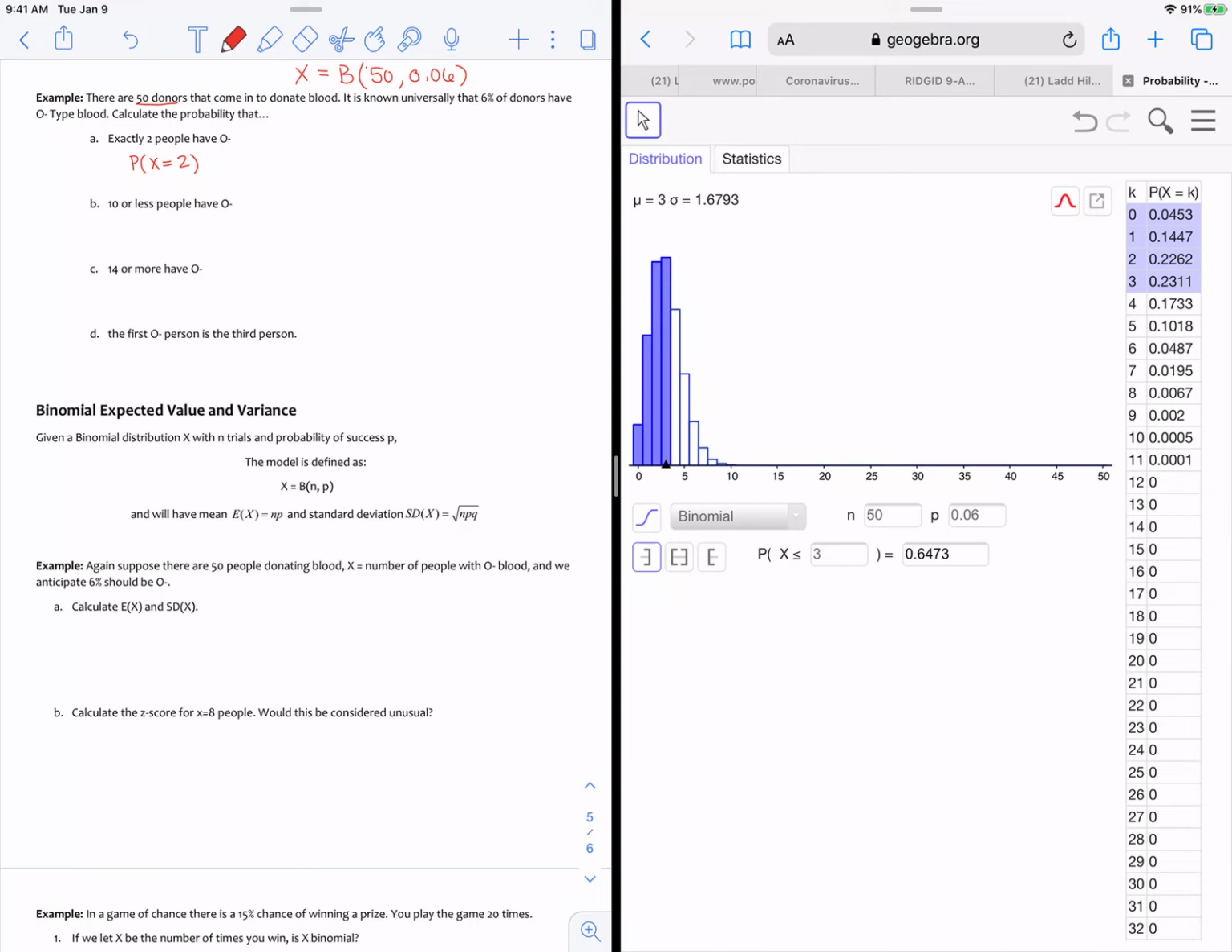But having exactly 2 is going to come from that same table on the right, and that's 0.2262, or about a 23% chance of having exactly 2 out of the 50 donors have O negative blood.